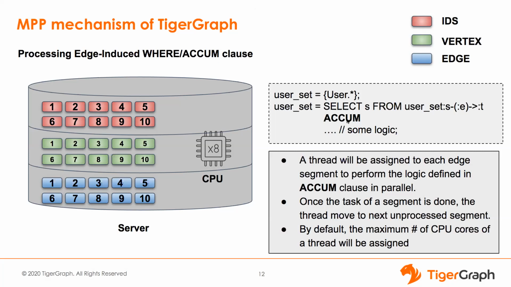So in order to run it on edges, the tasks will be performed on the edge segments. Those are the ones in blue color, right? Then again, we say, okay, for all the users, we want to run this logic for their edges. That means these segments will be selected and processed. And in the same way, the system will have the CPU assign one thread for each segment, and all the segments are processed in parallel to execute the logic defined in the ACCUM clause. That's how we process edges.